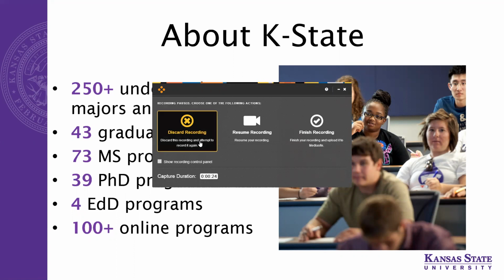If I didn't like anything I just did, I can just discard the recording and start over. That's going to take me back to the menu where I set up those options again, where I check the type of recording I'm making. I can set up my web camera hardware, and then I can select what part of my screen I want to record. So that's discarding the recording, is essentially starting over and recreating those settings.